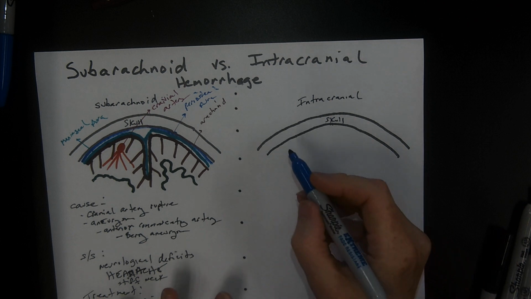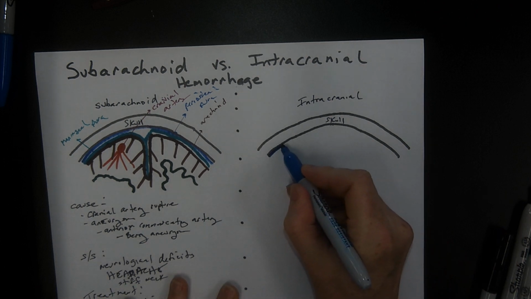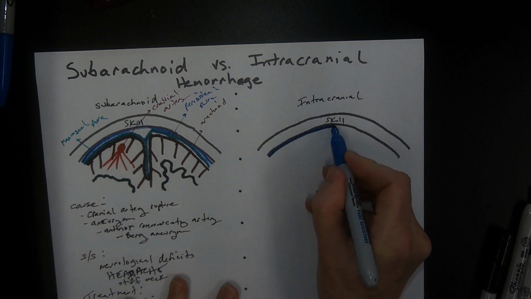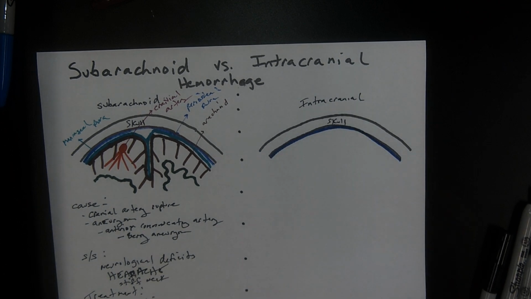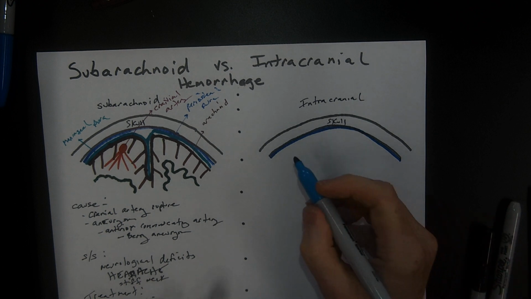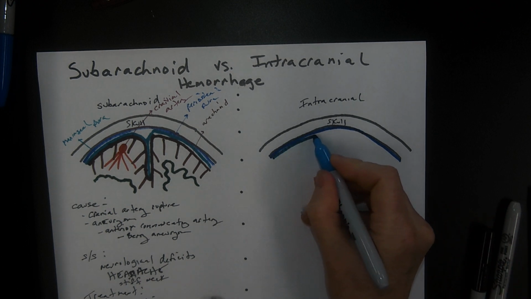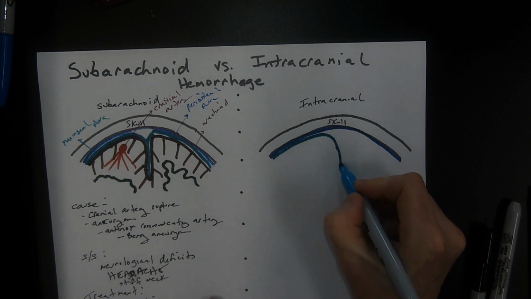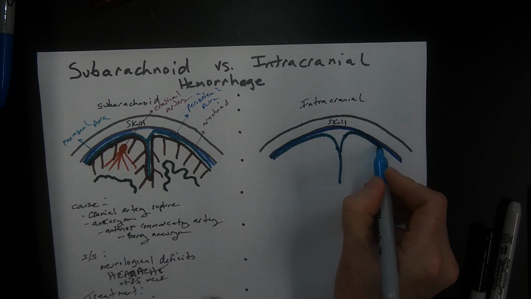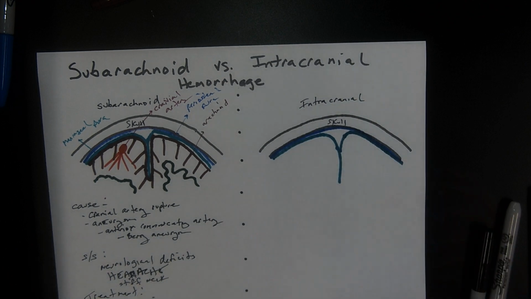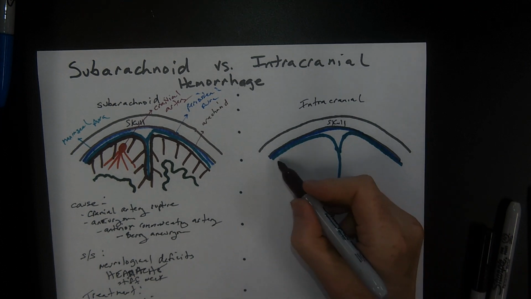And again, we have your periosteal dura, attached right to the skull. And underneath that, we have your meningeal dura. Then you've got your arachnoid matter.